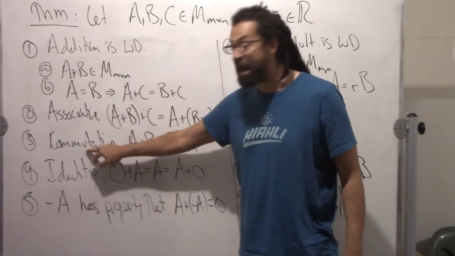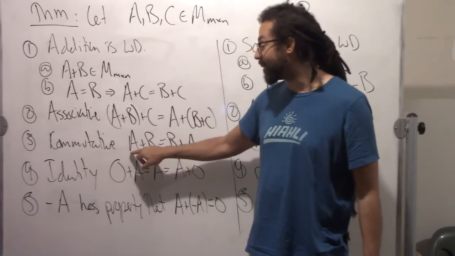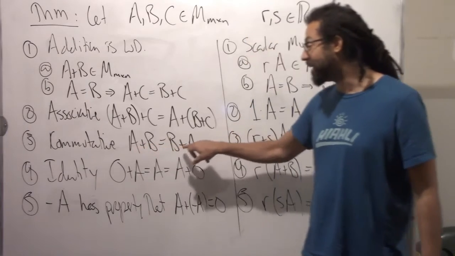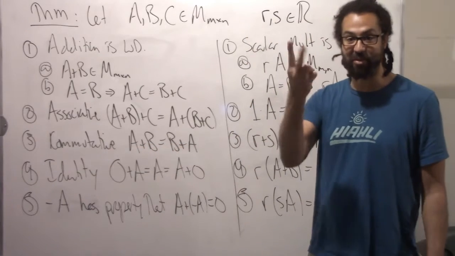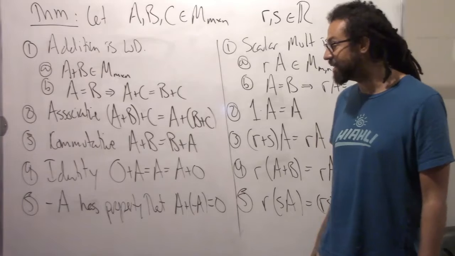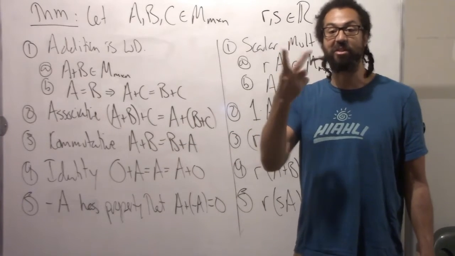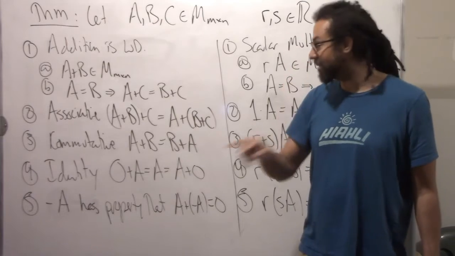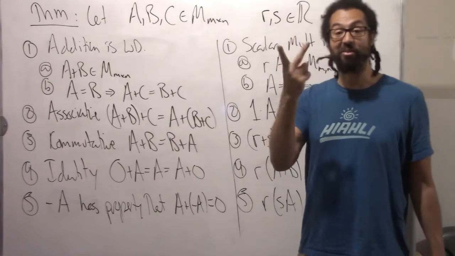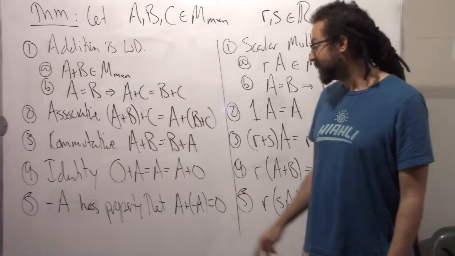The commutative property is about order. So the commutative property says A plus B is equal to B plus A, right? So A plus B is equal to B plus A. And the reason for that is because the addition of real numbers is commutative. Same thing up here. Addition of real numbers is associative.